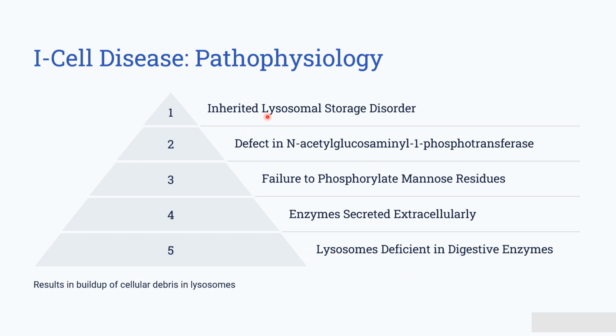In I-cell disease, it will result in coarse facial features, gingival hyperplasia, corneal clouding, restricted joint movements, claw hand deformities, kyphoscoliosis, and the plasma levels of lysosomal enzymes are also elevated because they are secreted extracellularly and not within the lysosomes. It is often fatal in childhood.